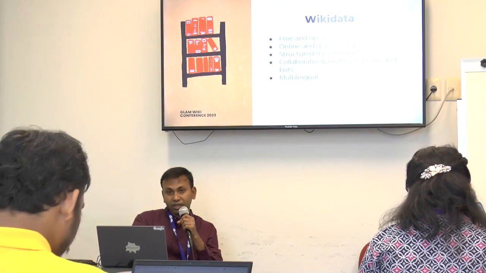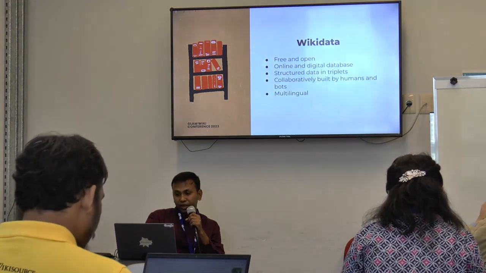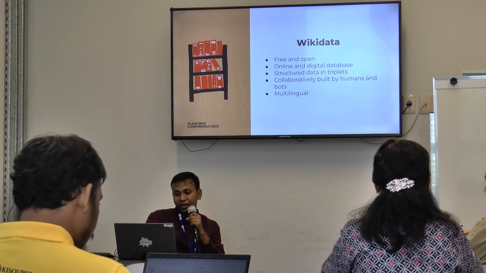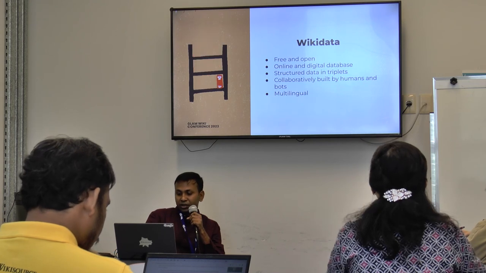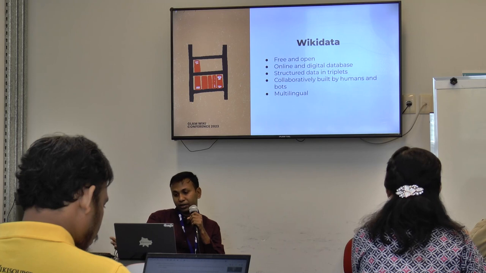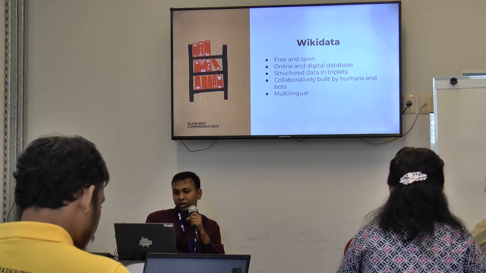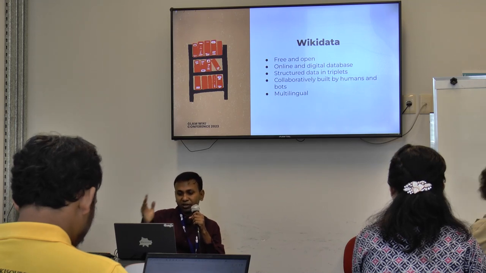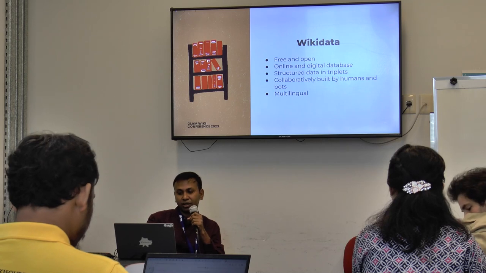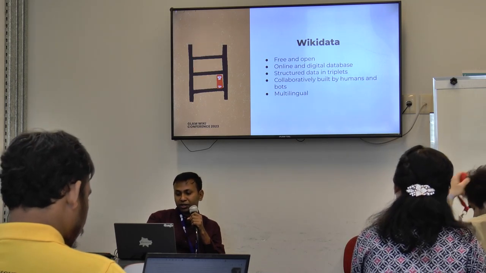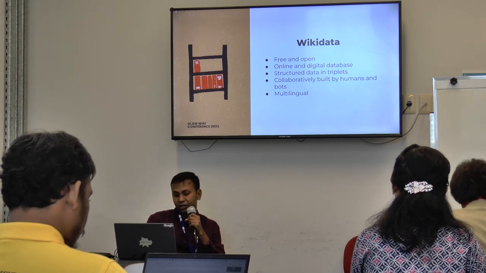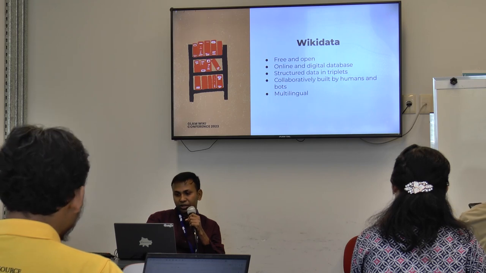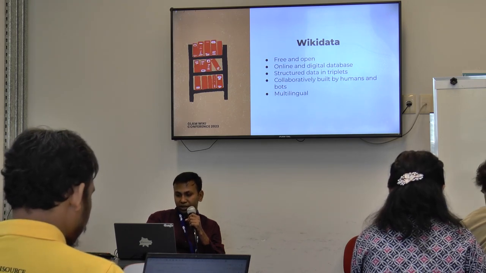Wikidata is the largest database in the world, which is free and open. Of course, it's an online and digital database, which has been created collaboratively by humans and many bots. The data is structured in triplets. If you take a statement like Mount Everest is the highest peak in the world, you can break the sentence into triplets: Mount Everest, highest peak, and the world. All the Wikidata statements are structured in triplets. That is easy for query, searchability and machine reading. And of course, it is a multilingual community working behind it. So Wikidata is a multilingual project itself.